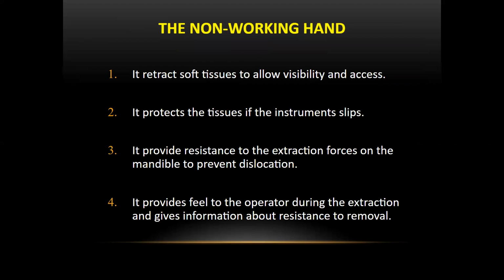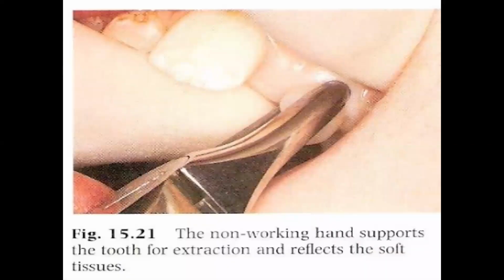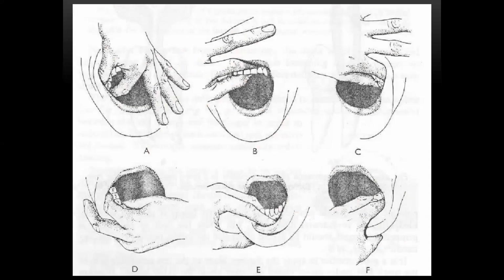The non-working hand plays an important role as the working hand. It retracts the soft tissue to allow visibility and access. It protects the tissues if the instrument slips. It provides resistance to the extraction forces on the mandible to prevent dislocation. It provides feel to the operator during the extraction and gives information about resistance to removal. The non-working hand supports the tooth for extraction and reflects the soft tissue in this manner. You have to place your non-working hand to support the bone. This is how you will place it for different quadrants, different scenarios and different extractions of the tooth.